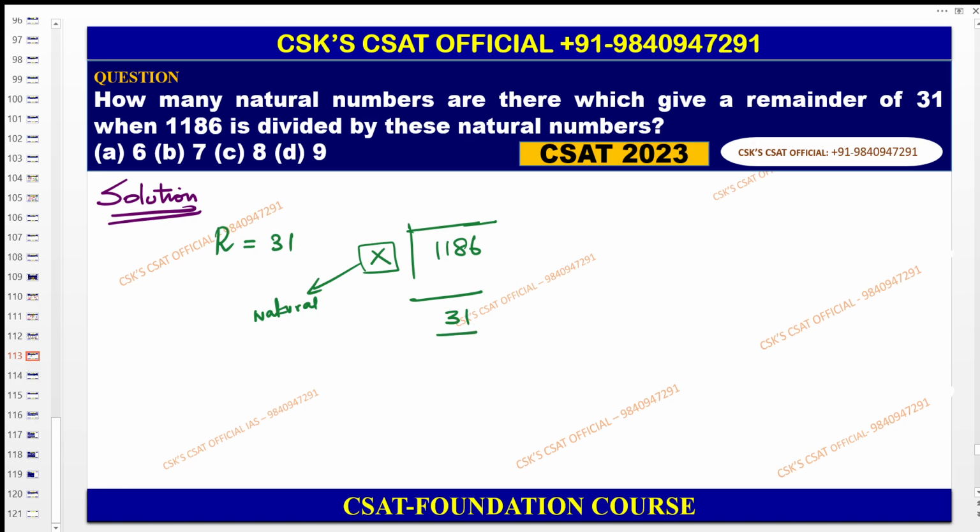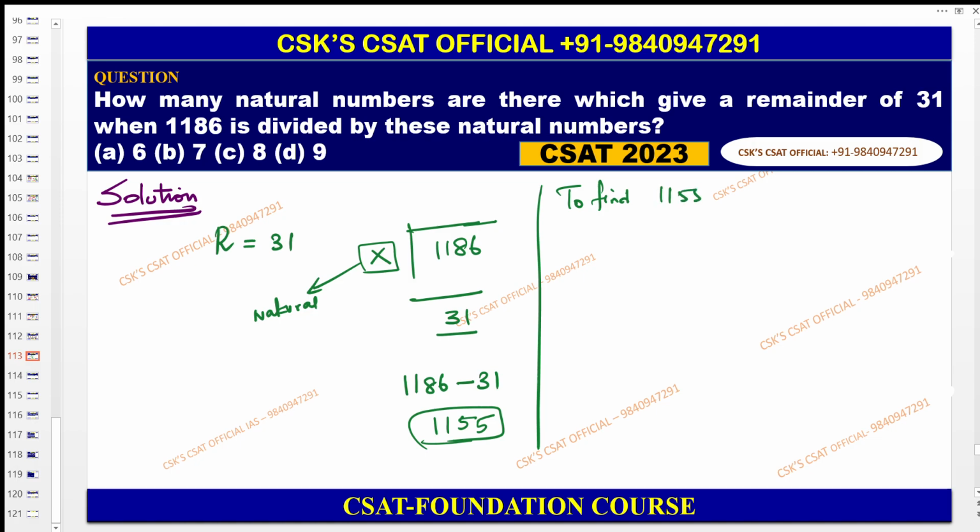In order to be completely divisible by x, what could be done? We have to subtract this 31 from 1186. Then 1155 is the exact number which x divides, right? So therefore you can find the factors of 1155. So next is to find the factors, so write elaborately the factors of 1155.